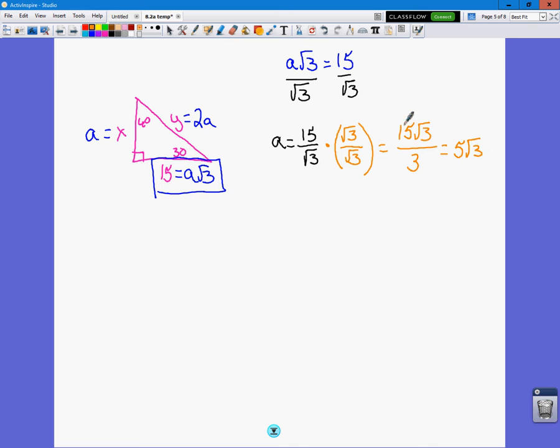If this 3 does not go into 15, leave it that way. If this would have been 17, it would have said 17 square roots of 3 over 3. Nothing wrong with that. Well, in this case, x then would have been 5 square roots of 3. And y is going to be 2 times 5 square roots of 3, which is 10 square roots of 3.